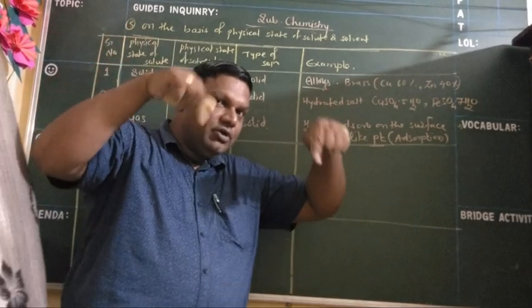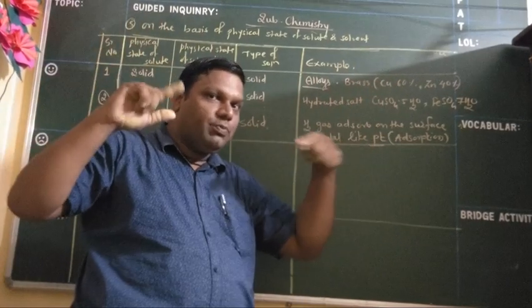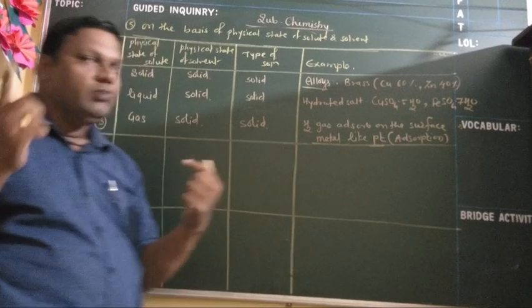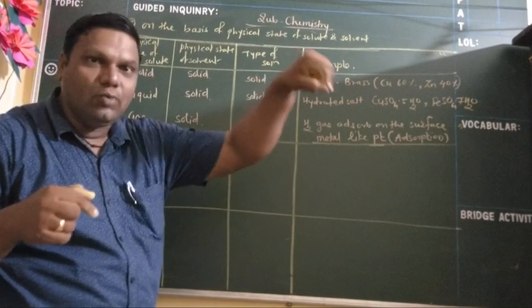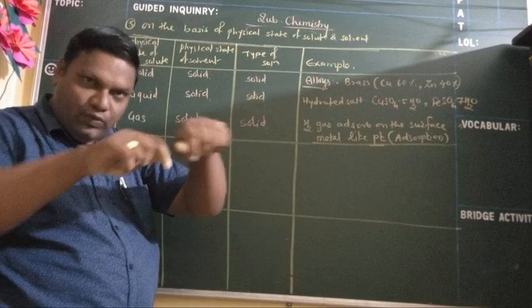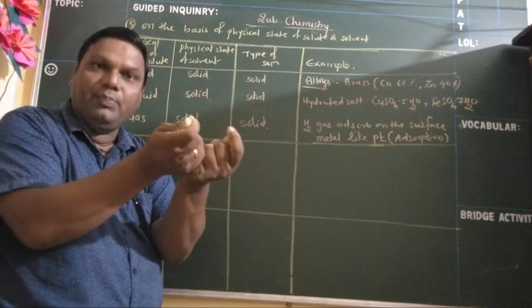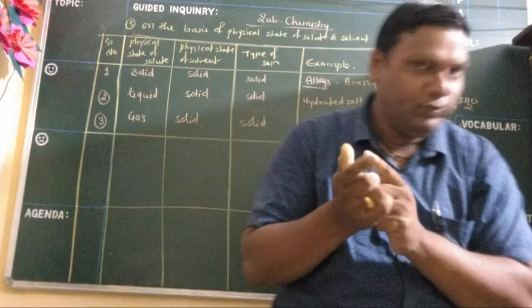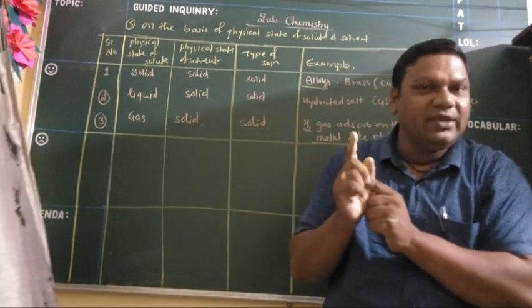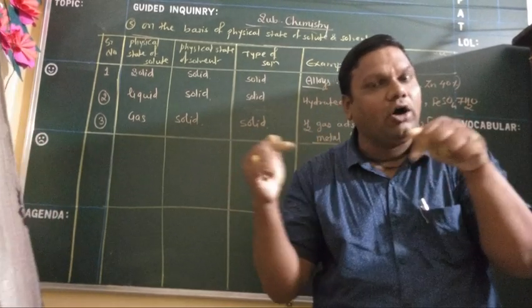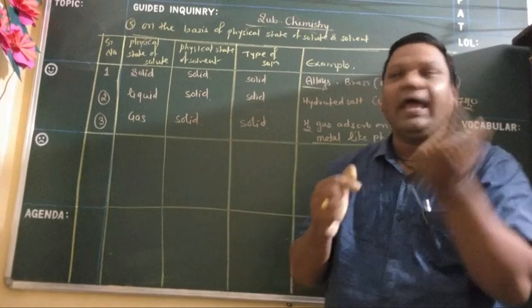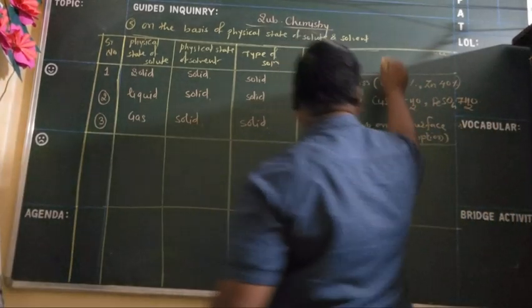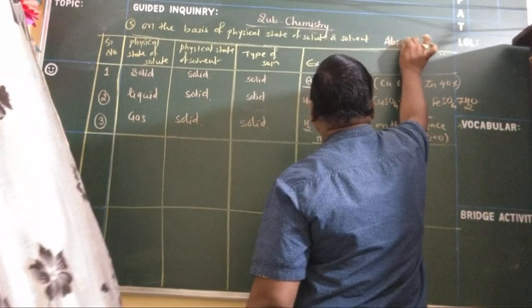After 10 minutes, you remove both white chalk pieces from both beakers. What you will observe, the chalk piece placed in the water beaker, when this chalk is broken, the inner part is also wetted. Inner part is also wetted, means water is absorbed inside the chalk. That is called absorption. That is your absorption.